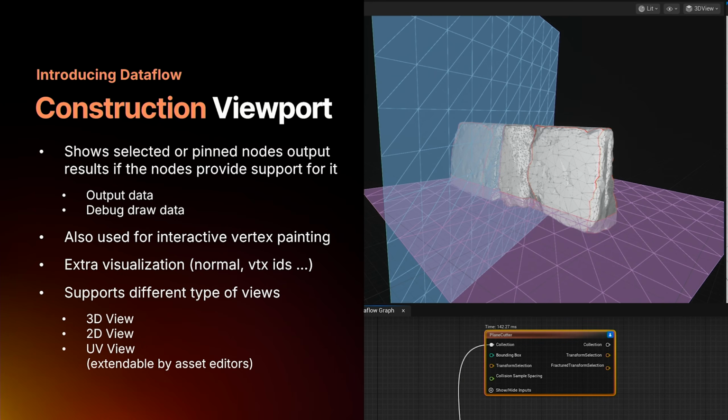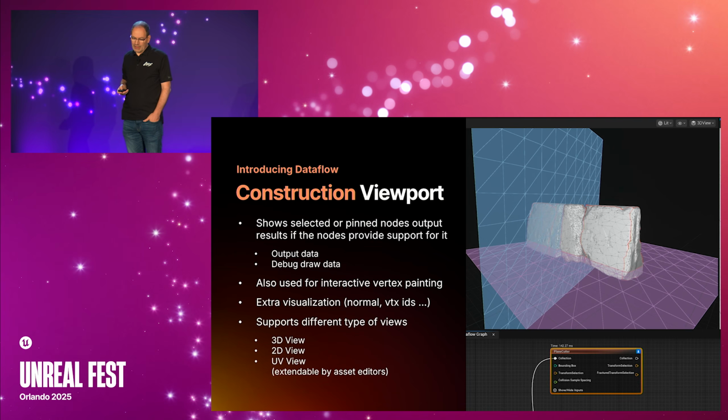It supports multiple views, so it's not just 3D views. It supports 2D views, especially for the cloth panel editor, for example, when you can see your cloth panels. UV view, so each node can decide which view it can display. And so if you do a UV unwrap node, for example, then it will display your UVs. Each asset editor also has the opportunity to extend those views. So if you ever use Dataflow for your own asset, you're able to do lots of extension there.